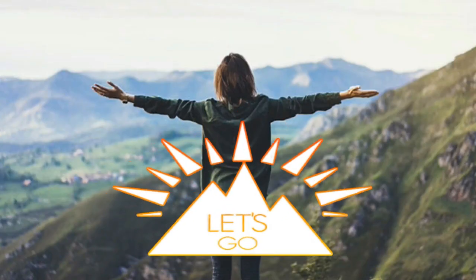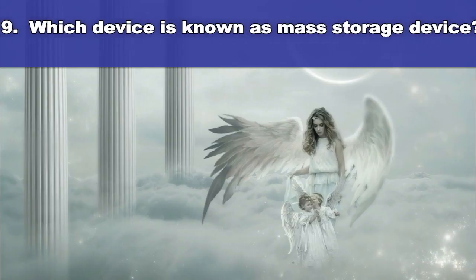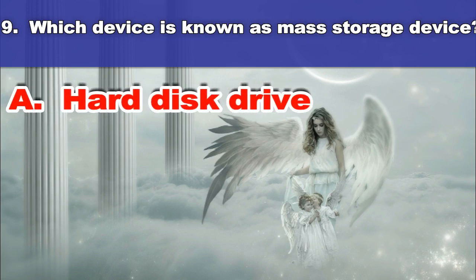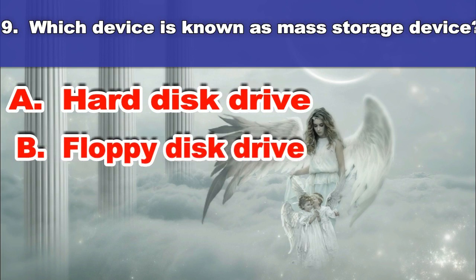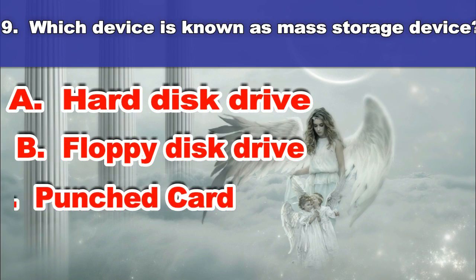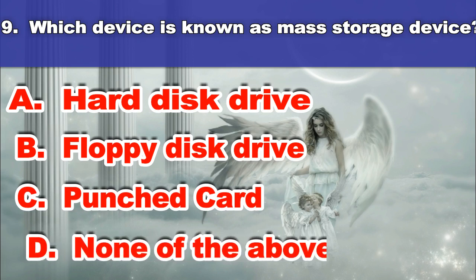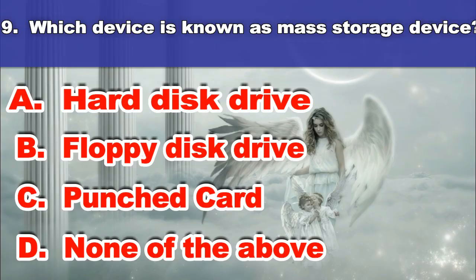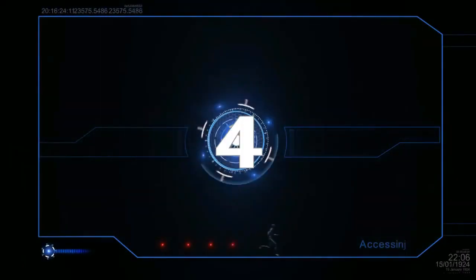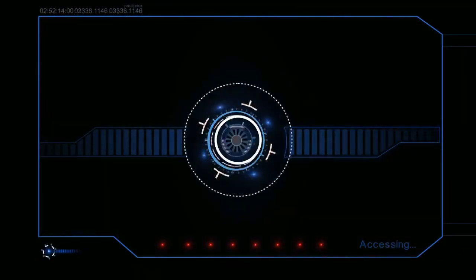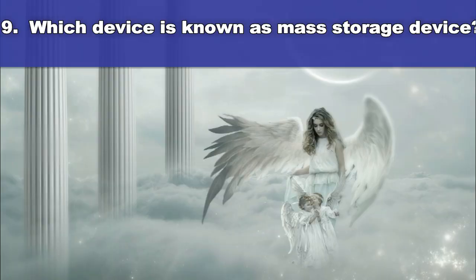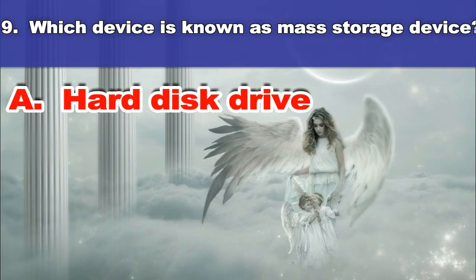Ninth question. Which device is known as mass storage device? A. Hard disk drive, B. Floppy disk drive, C. Punched card, D. No one of the above. And the answer is hard disk drive.